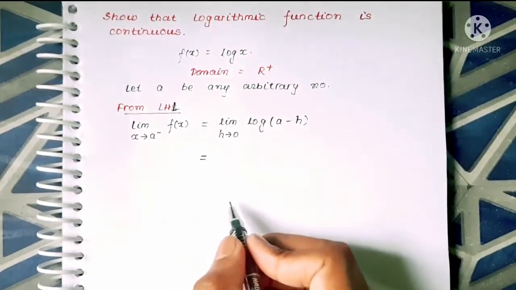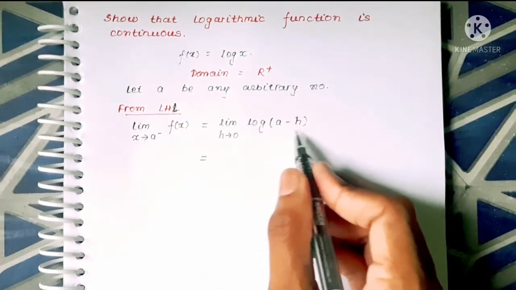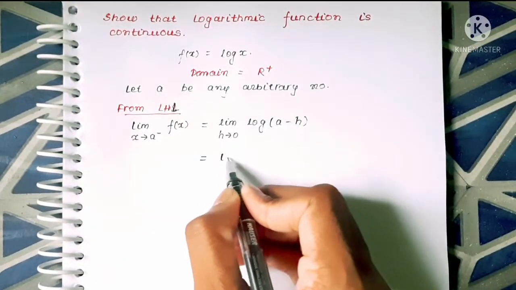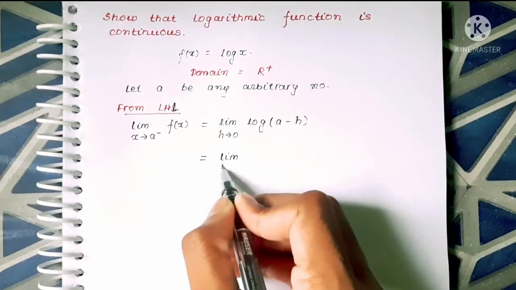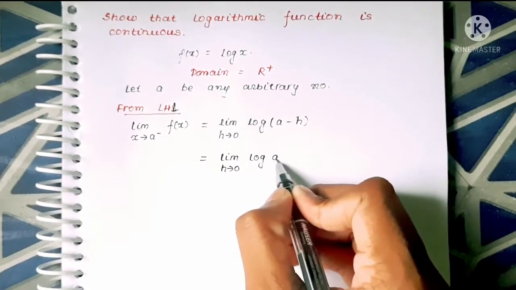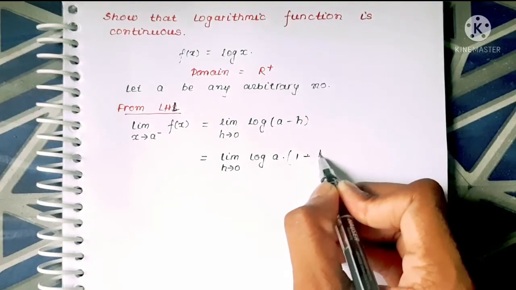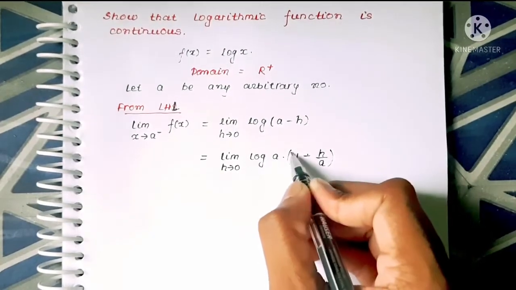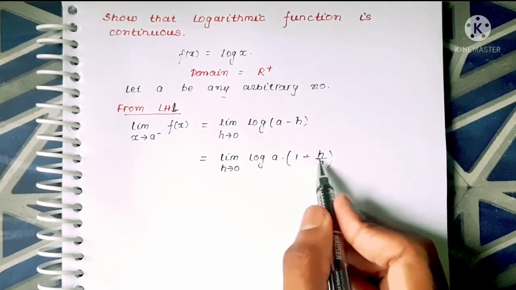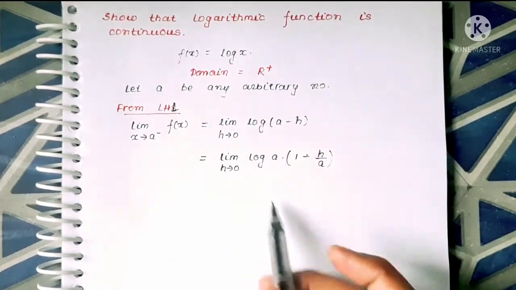Now what we will do is we will take a common out of both a and h. So here this will come as limit h tends to 0 of log a into (1 plus (minus h) by a), since a into 1 is a and a into h by a is h, so here we replace this and can write it as this one.